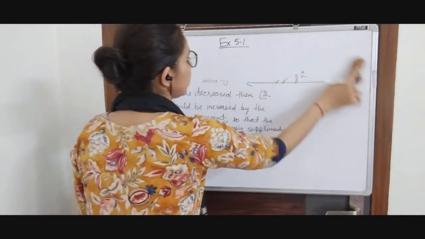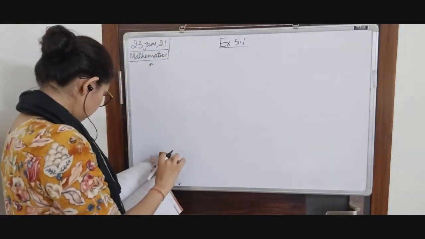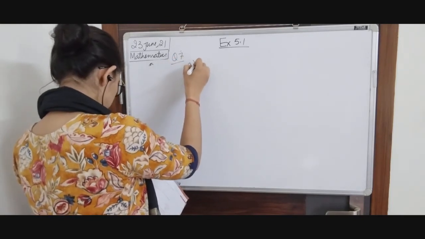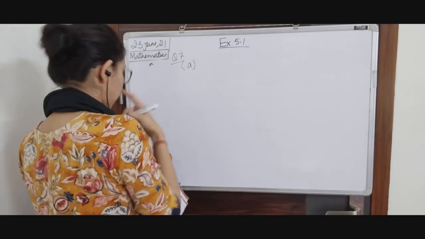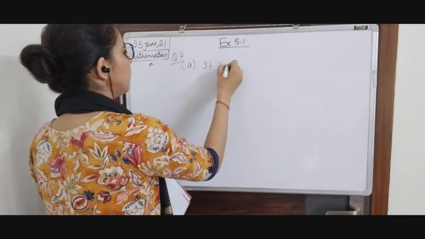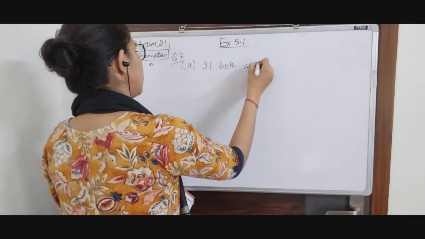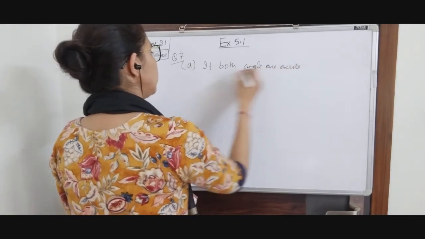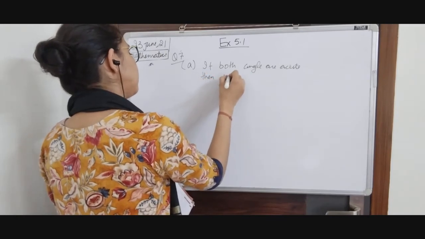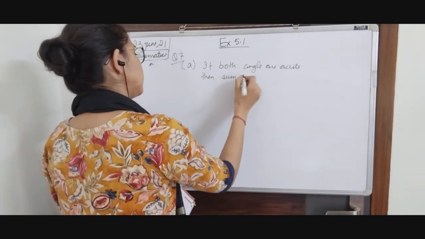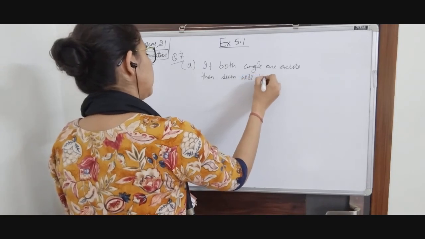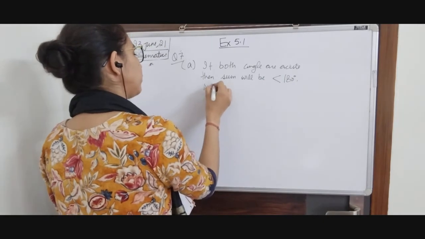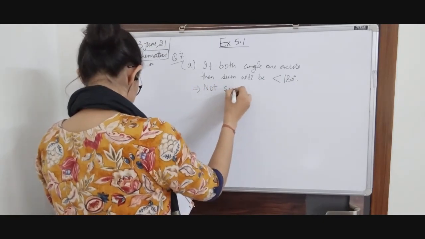Question number 7 is, can two angles be supplementary if both of them are acute? If both angles are acute, then the sum will be less than 180, not supplementary. So the answer is not supplementary.